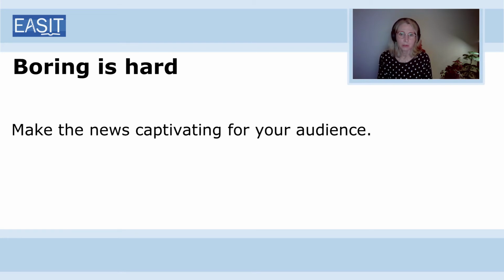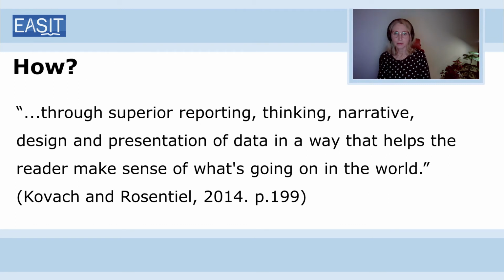There is no contradiction between being relevant and being engaging. Kovac and Rosenthal write that the task of those engaged in journalism is to make the significant parts of each story interesting for the reader. And how do you do that? They say, through superior reporting, thinking, narrative, design and presentation of data in a way that helps the reader make sense of what's going on in the world. And to make your piece of news interesting, you have to start planning before going out to report.